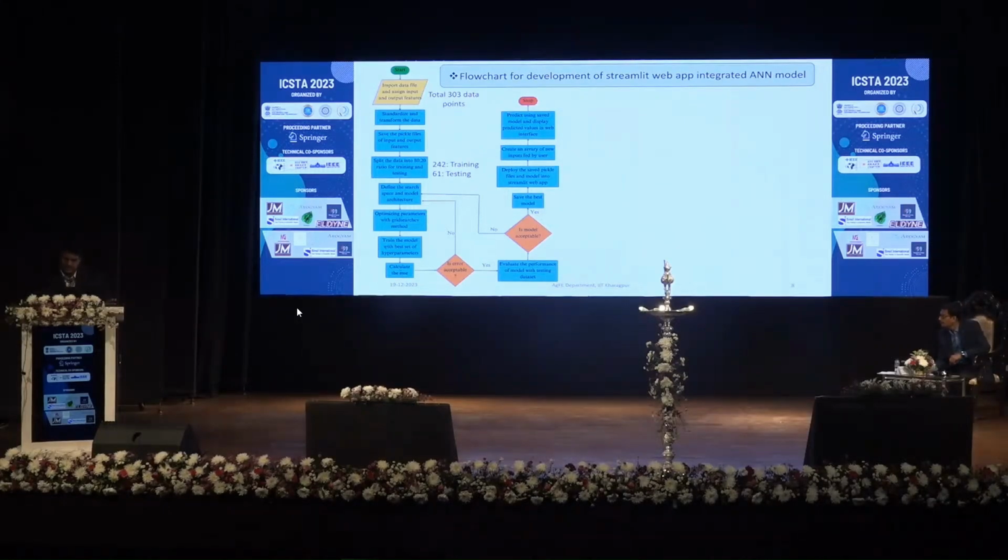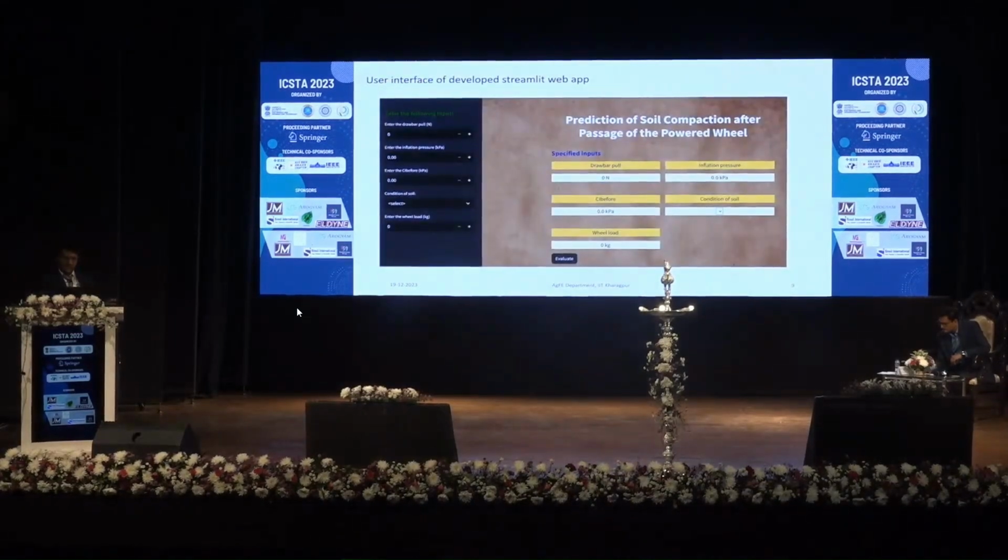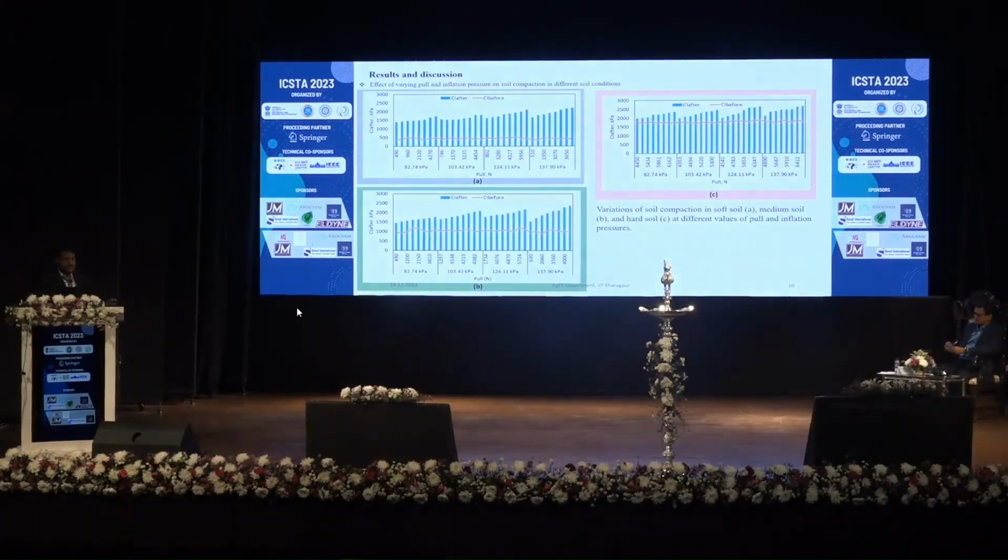After developing the model, we saved the model and pickle files of the input variables, and we deployed these two saved files in the Streamlit web app, where the user has to feed the input parameters, and he will get the cone index value after passage of the tire and the level of soil compaction. These are the parameters which were used for the performance evaluation of this ANN model. And this is the interface which I will explain later. These are the results and discussion.